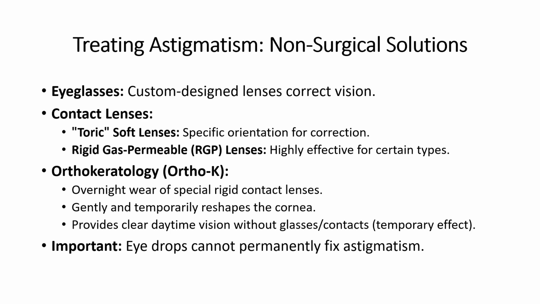A unique non-surgical approach is orthokeratology, or ortho-K. This involves wearing specially designed rigid contact lenses overnight. While you sleep, these lenses gently and temporarily reshape your cornea. In the morning, you remove them, and your vision is temporarily corrected, so you don't need glasses or contacts during the day. Remember, this effect is temporary, and you need to wear the lenses consistently each night to maintain the correction. It's important to know that regular eye drops, like those for dryness, cannot permanently fix astigmatism. They might help with symptoms like irritation, but they don't address the underlying shape issue.